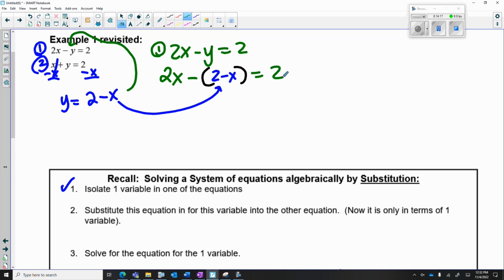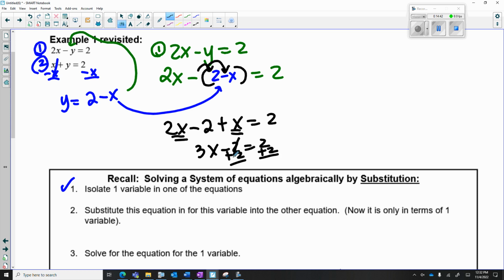If you look from line 1 to line 2, instead of 2x minus y equals 2, I wrote 2x minus (2 minus x) equals 2. So now I'm going to distribute. 2x minus 2 plus x equals 2. So I'm going to get 2x plus 1x, 3x, minus 2 equals 2. Then I'm going to add the 2 to solve for x. So I get 3x equals 4, divide by 3. I'm going to get x equals 4/3, which I told you we would get.